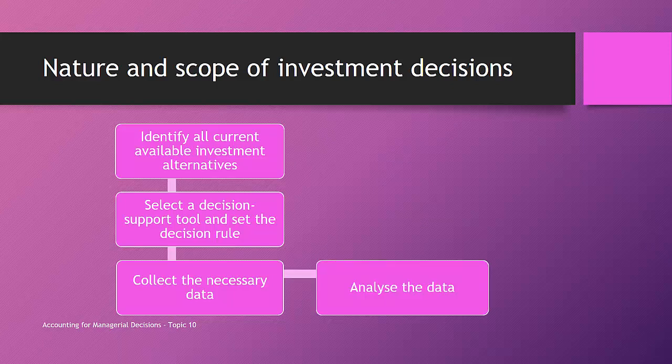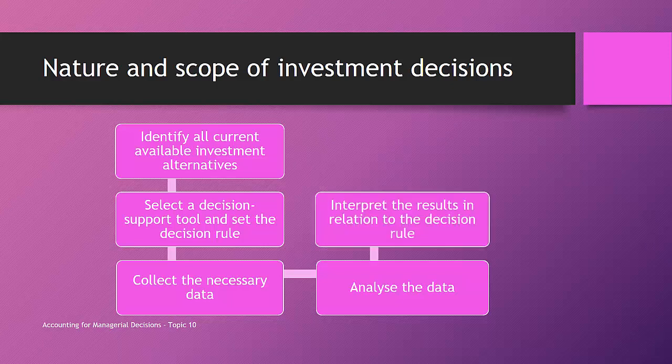Then it's analyzing the data. We're going to use three fairly high-level decision rules or mechanisms here. We sort of attach decision rules, but by no means are these the only way you can go about these. Then some sort of interpretation of the results in relation to the decision rule. So it could be that if you're calculating net present value, what is the number that you end up with and how does that relate to the decision rule? Should you accept the project or not?